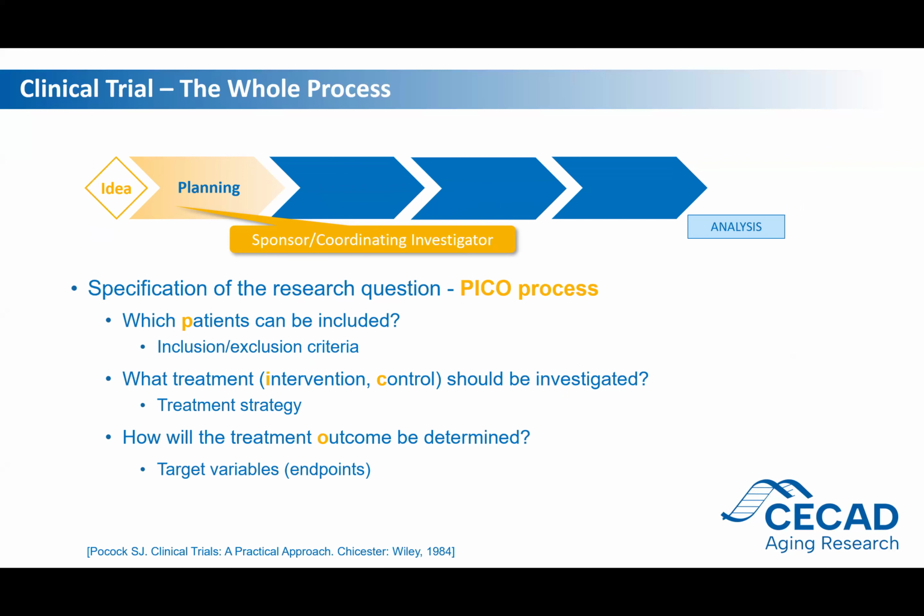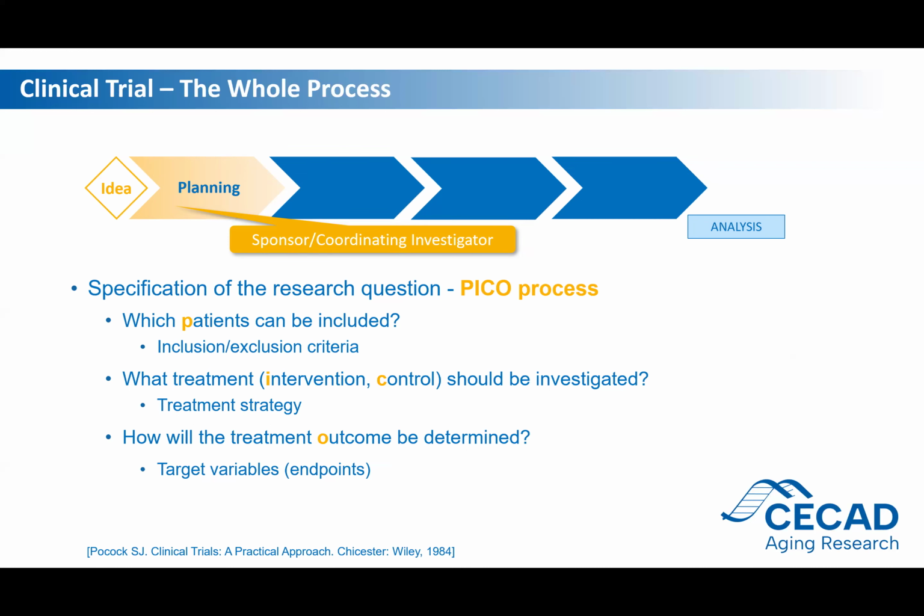the most important question that you have to ask are the actual research questions, where you can very easily follow the PICO process. So at first, you have to consider which patients can be included. So you have to define your population and what the inclusion and exclusion criteria are. So you have to decide what people are actually eligible to deliver the data that you need to answer the research question.